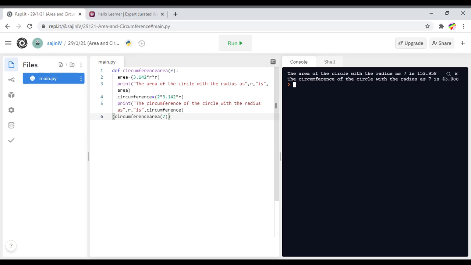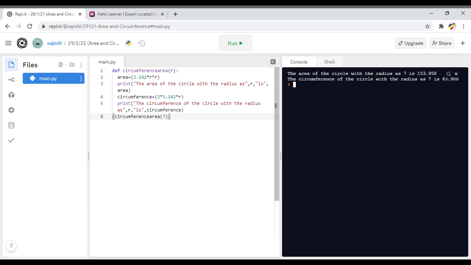First, I have defined circumference area. You can define functions to provide the required functionality with def. R is the parameter or the argument. It is radius.